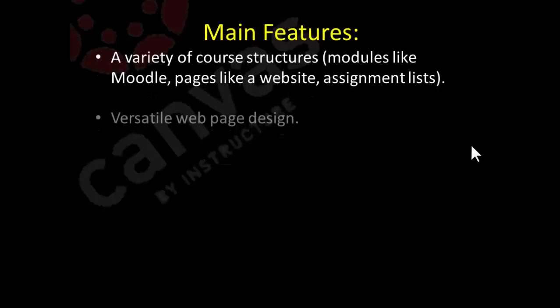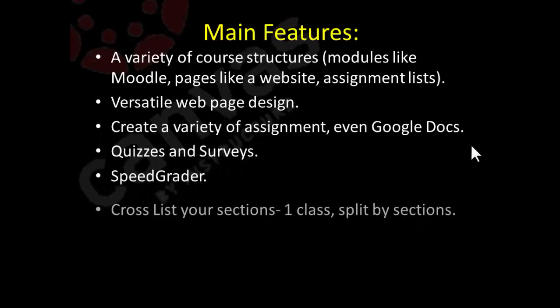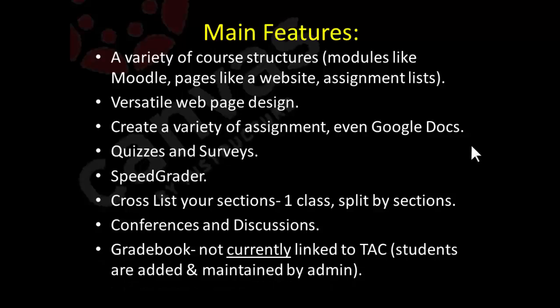So what are some of the main features of Canvas? You have a variety of course structures. For example, you could set your class up to look like modules, which is very much like Moodle or Google Classroom, where basically you have a list of different features that your students can use. You can set it up to look like web pages, where you would have a web page per unit and an assignment list. You have a lot of different things you can do.